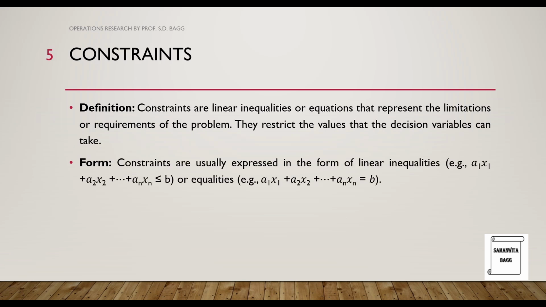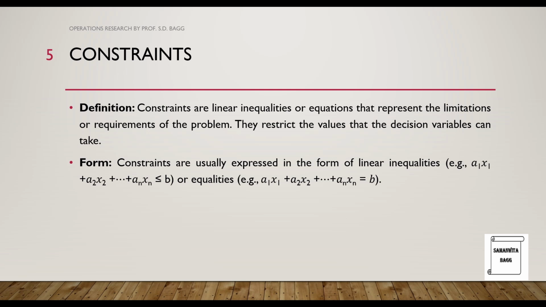Next is constraints. This is another requirement for defining a linear programming problem. Definition: constraints are linear inequalities or equations that represent the limitations or requirements of the problem. They restrict the values that the decision variables can take. So as I was telling you, x1 and x2 will have various values, but obviously there has to be some restriction on them. Otherwise they can take just any random value in the universe, which is not correct. So there has to be a particular limitation to these values.